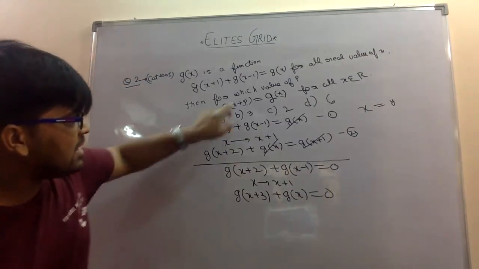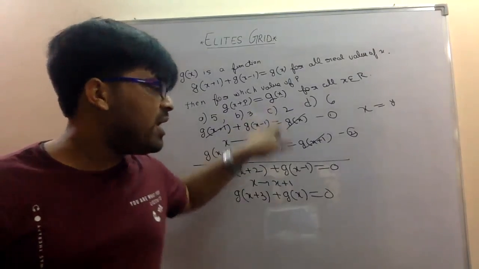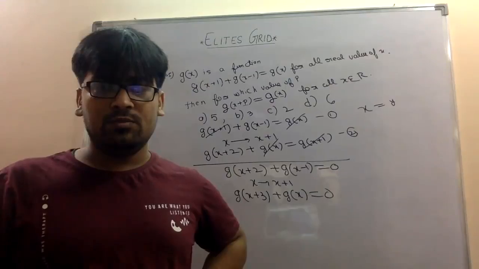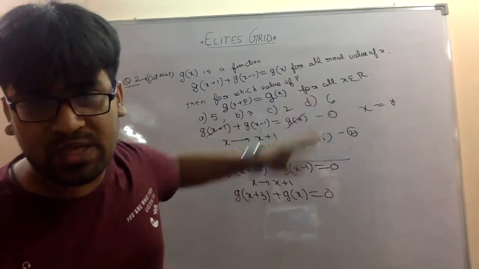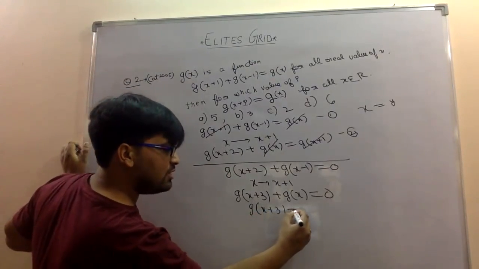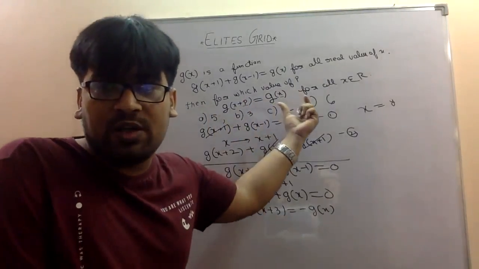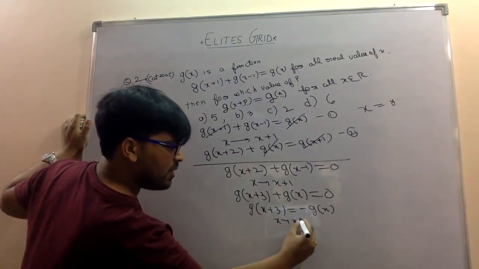Now tell me, is it the same form now? Tell me, is it still the same form? No, it is not the same form. This is in plus form, this is not in plus form. So this is nothing but g(x+3) is equal to minus g(x). But we need g(x+p) is equal to g(x). We need g(x). So again replace x by x+3.